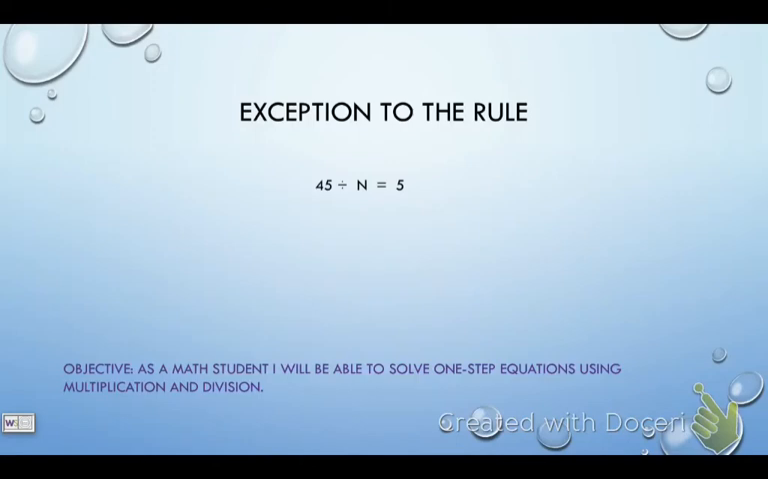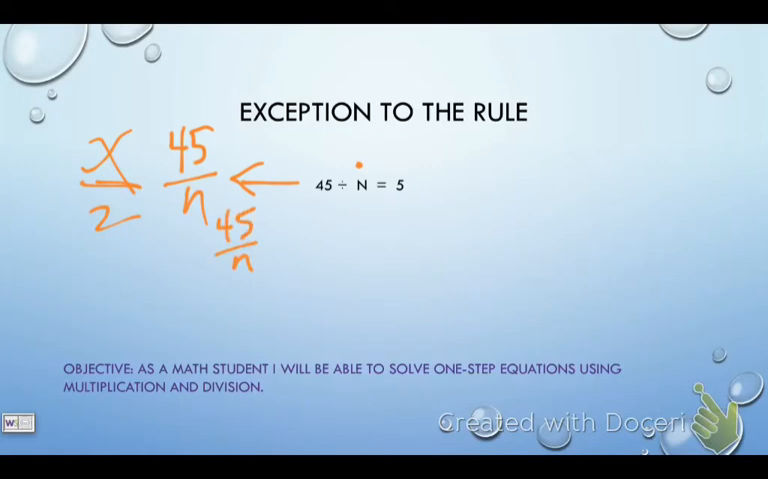Okay, but there's an exception to the rule. Notice on the previous problem I had x divided by 2. But this time I have 45 divided by n. Well, anytime you're dividing by the variable, we don't want that. That's an exception to what we're going to do now. So we're going to get rid of this n. So I'm going to write it like this right here. Here's my variable.